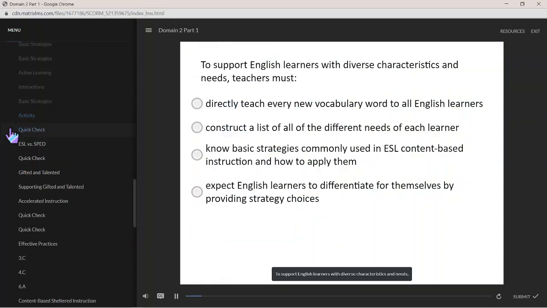To support English learners with diverse characteristics and needs, teachers must: A. Directly teach every new vocabulary word to all English learners. B. Construct a list of all the different needs of each learner. C. Know basic strategies commonly used in ESL content-based instruction and how to apply them. D. Expect English learners to differentiate for themselves by providing strategy choices.